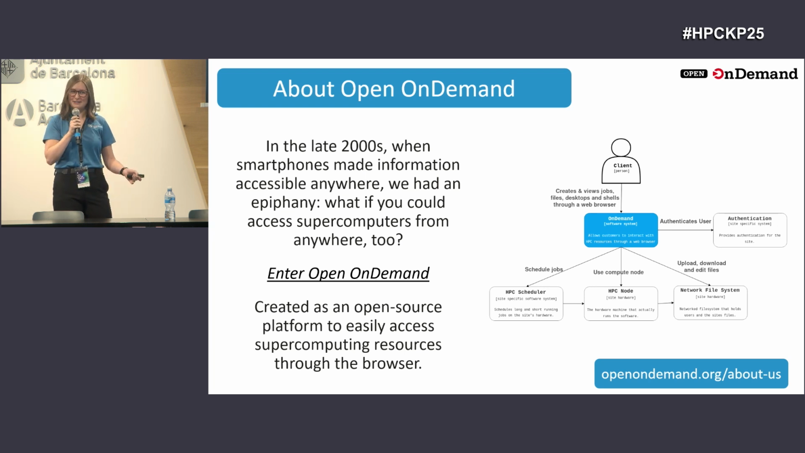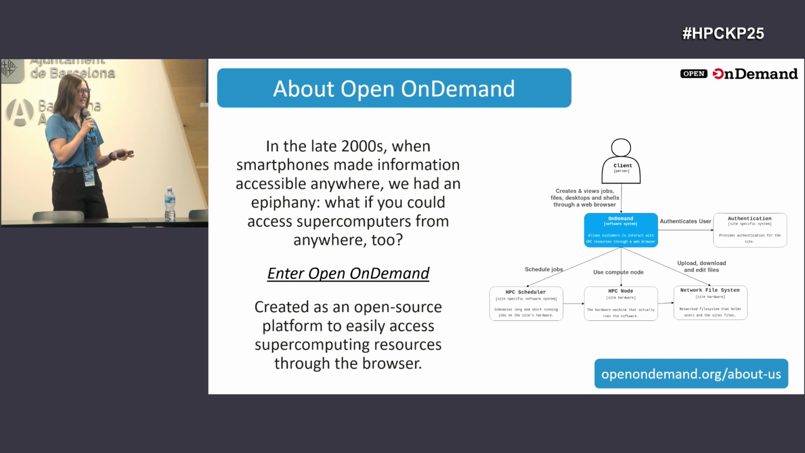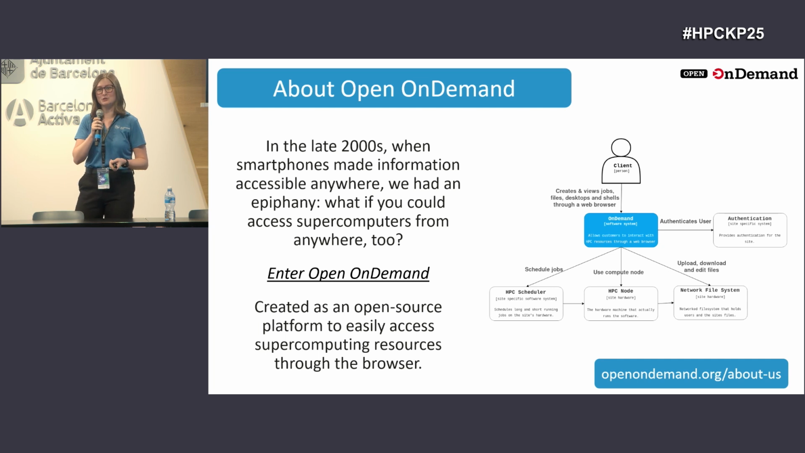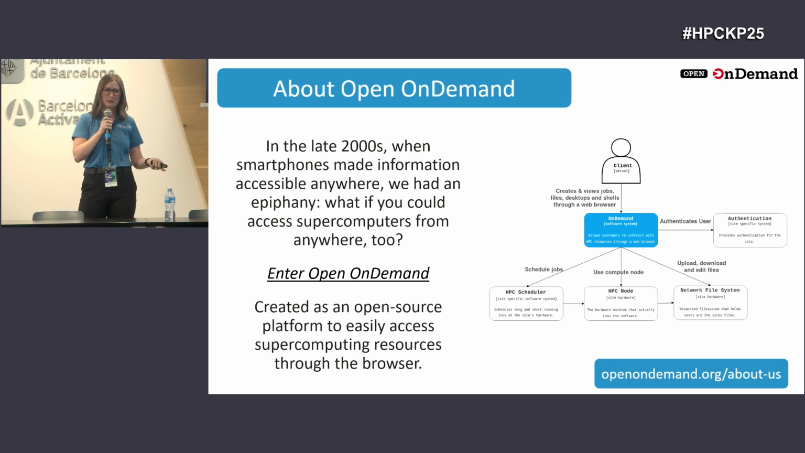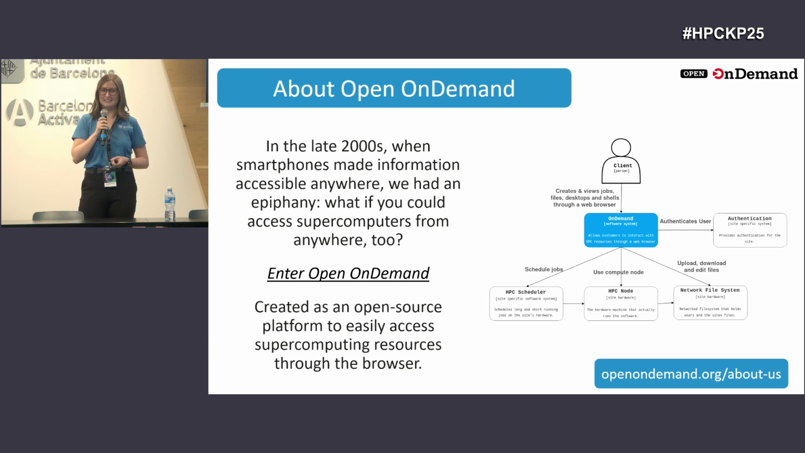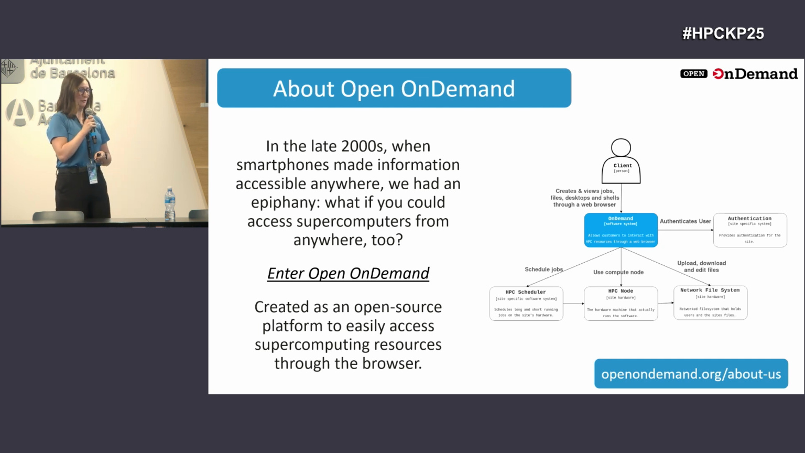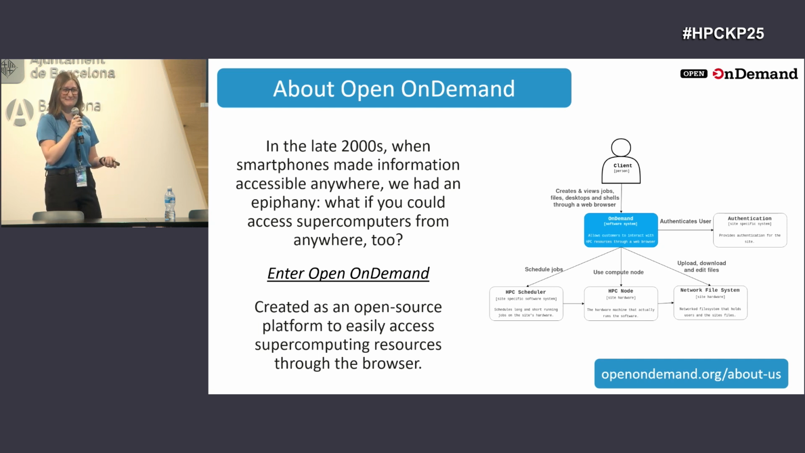So what is Open OnDemand? Well, in the late 2000s, when smartphones gave us access to information from about anywhere, we at the Ohio Supercomputer Center had an epiphany. What if you could also access supercomputers from anywhere too? And that's where Open OnDemand was created. It was created as an open source software platform to easily access supercomputing resources through the browser. And I'm going to have a fun video in a second to show you what I mean: through a browser with any device. I really mean about any device.